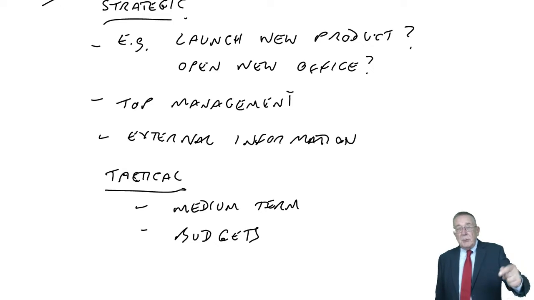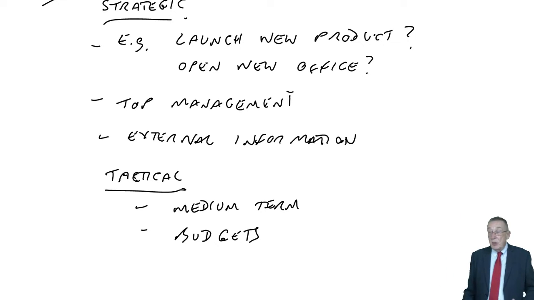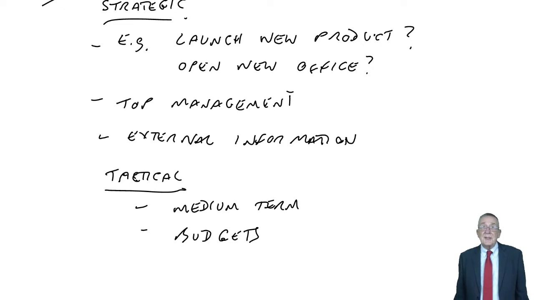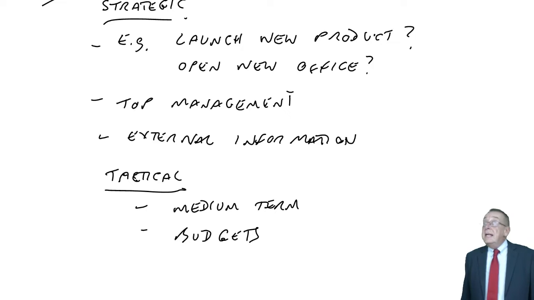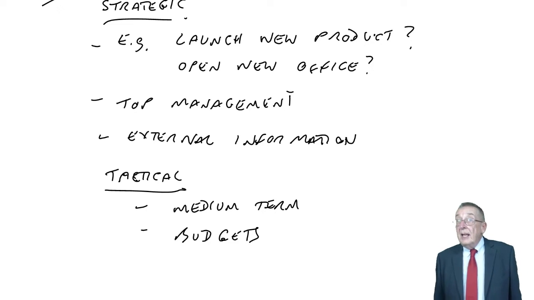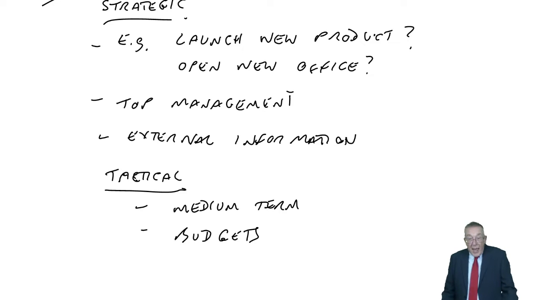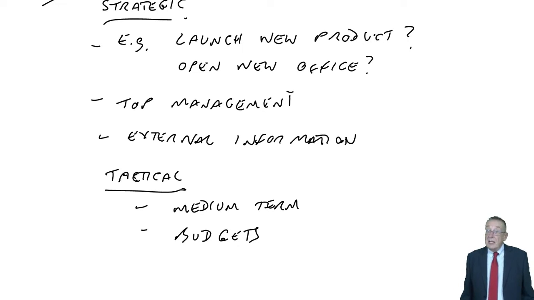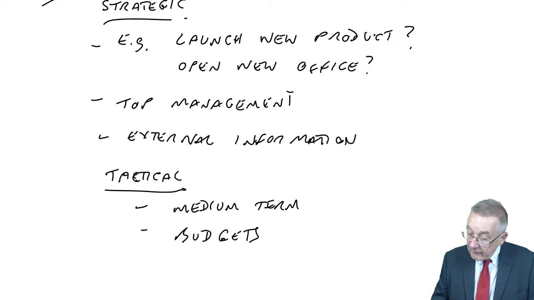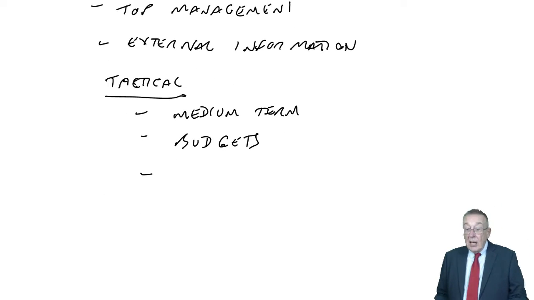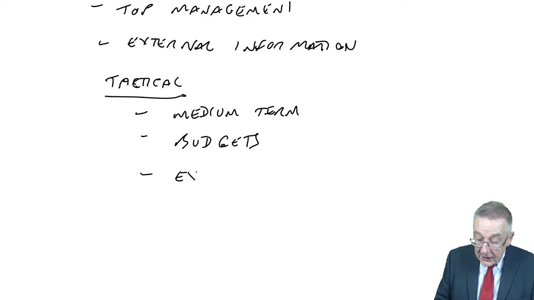So we've decided we're going to launch the new product, we know what the investment will be, we've estimated overall the returns. Now let's do detailed planning, detailed decisions about how many staff do we need to employ over the next few years, where are we going to get the materials from, and so on. And for that sort of decision, we will need both external and internal information.